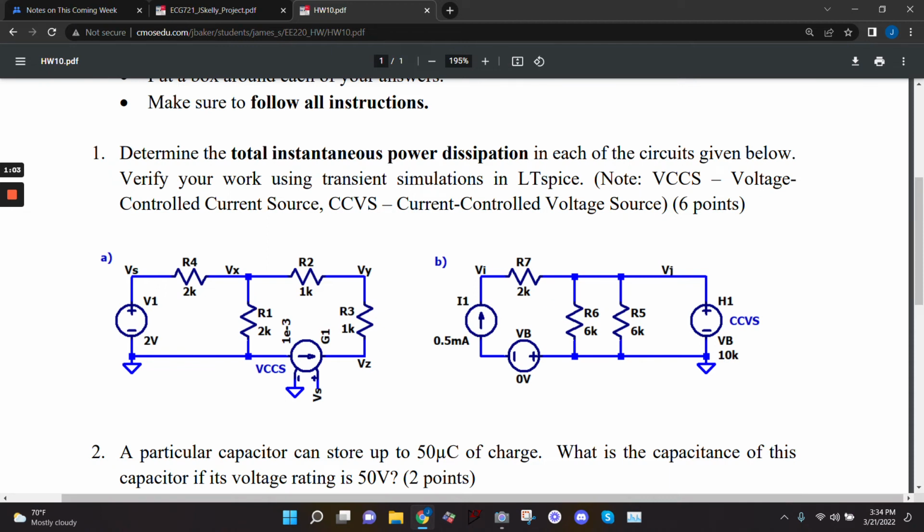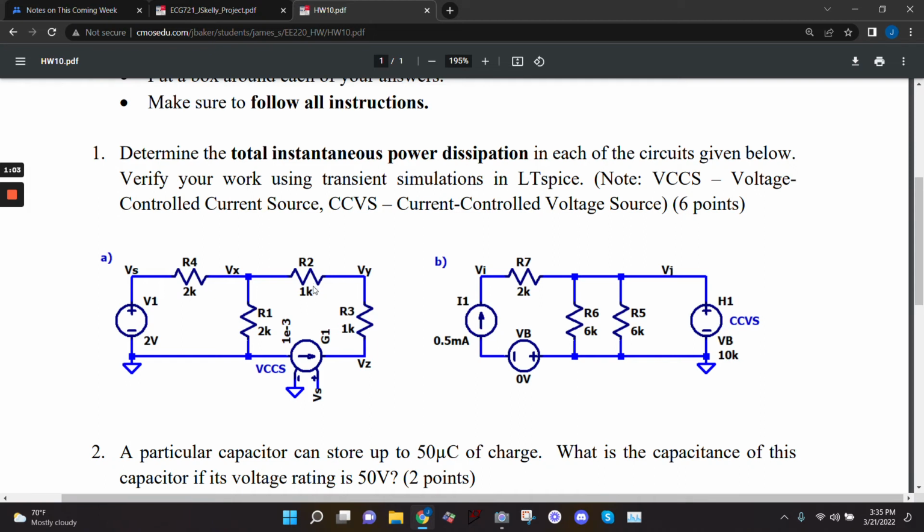Oh, I did say to verify your work using a transient sim in LTspice for these power calculations. I know I went over that, but just so that I can say I went over it again, you're going to have to run a transient. So instead of .op, you do .tran for any amount of time because it's DC, so it doesn't matter. And then you alt-click on one of the resistors in Spice, and that will plot the power dissipation of that resistor.